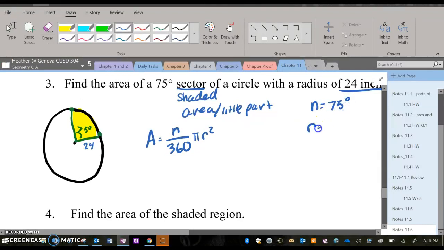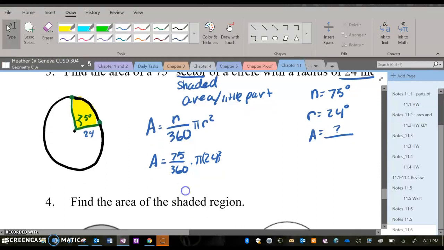We have the R is equal to 24, and then the only other variable is A, and that is the variable we are looking for. So go ahead, plug everything in. We have A equals 75 all over 360 times pi times 24 squared. Okay, so that 24 is squared. And now you'll enter this into your calculator.